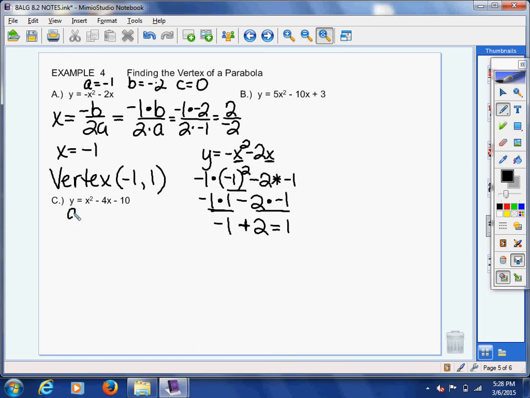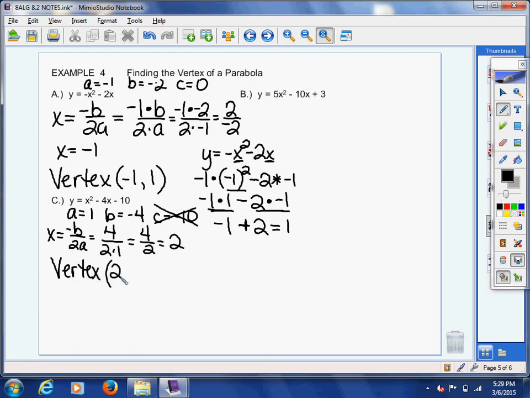Let's see here. We got A is 1. That's the understood coefficient in front of the x squared. B is negative 4. C is negative 10. I don't really need C, not in this particular formula, the opposite of B over 2A. So let's look at B. B is negative 4. Well, I need the opposite of negative 4, which is positive 4. And then 2 times A, that's 2 times 1, which is 2. And 4 divided by 2 is 2. So for my vertex, it's going to be 2 something. So I got to find out what the y is by plugging 2 back in for the x.